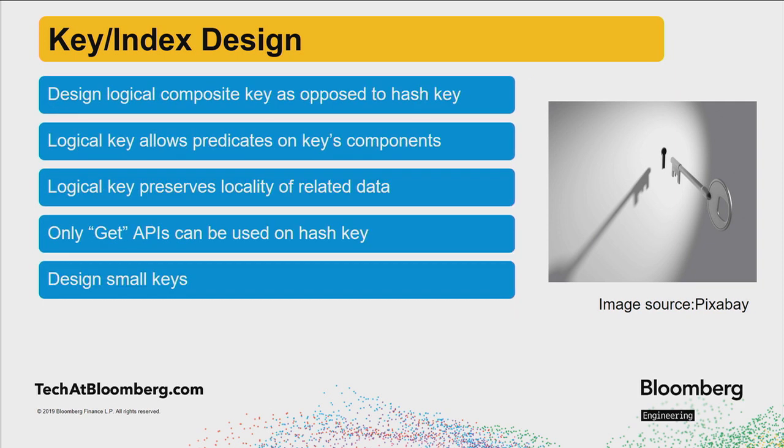Another thing which I suggest is that you design logical keys rather than a hash key, right? Because logical keys preserve locality of data, right? You can apply predicates on key components, and what I mean by that is you can use HBase filters, like row filters, and you can apply all those operations like less than, equal to, greater than, right? If you have only a hash key, you can't really do that, right? And design small keys. I mean, the HBase literature is full of saying why we should design small keys, and I'll try to explain it a little bit more later.